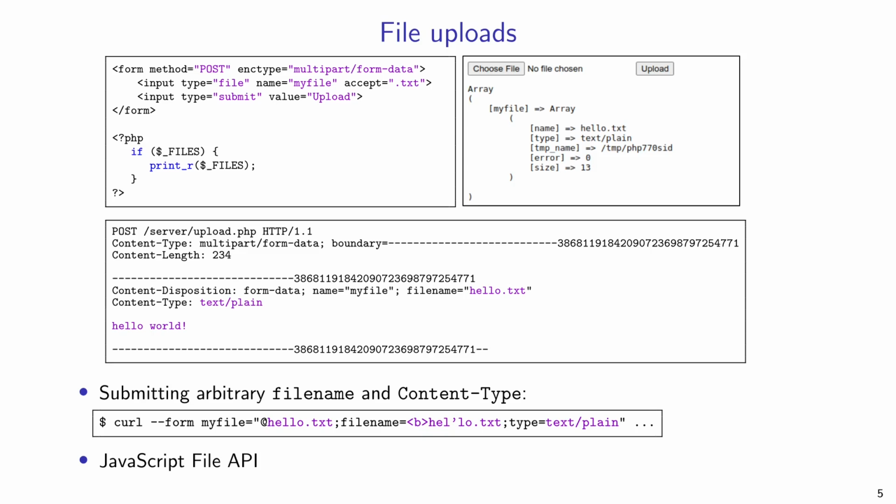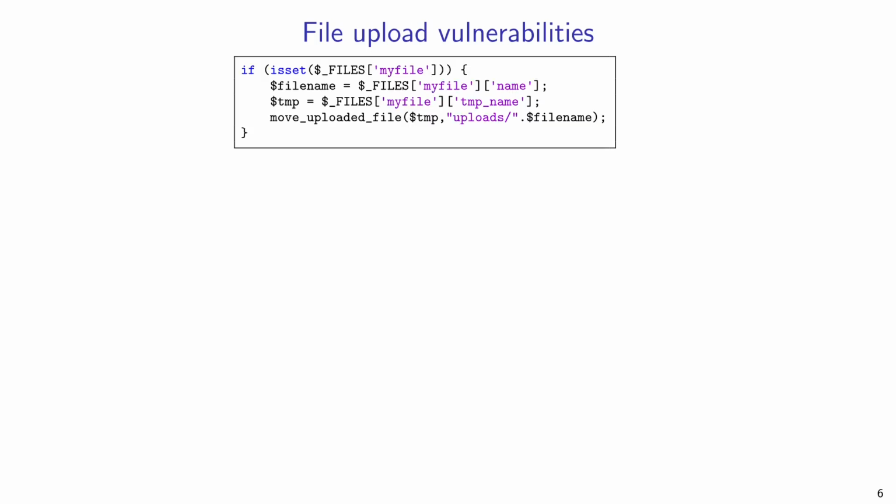Anyhow, so this is how file uploads are implemented. Let's look at the potential file upload vulnerabilities. Consider this PHP code. The code checks whether a file is submitted, extracts the file name and the temporary file name, and moves the contents of the uploaded file to the uploads directory, saving it using the file name submitted by the user. Now, there are a couple of security issues here.